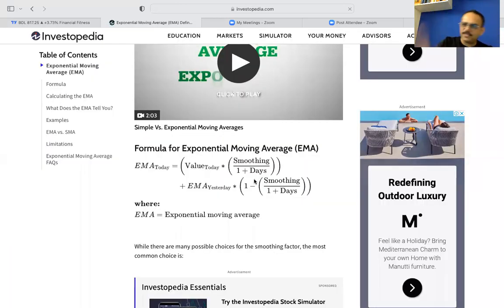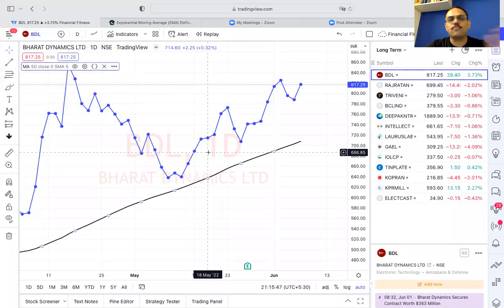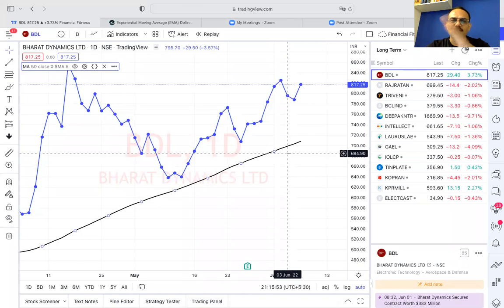Exponential moving average, this is the formula. It's a very complex formula. You can go through it. Not complex, it's on investopedia.com. You can check out the exponential moving average formula and look at it. The exponential formula is nothing but it gives more weightage to the current price, so the movement is a little bit faster.